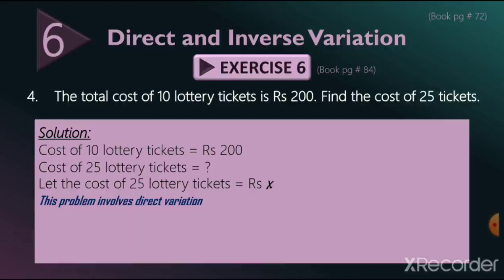So this problem involves direct variation. How can we say it involves direct variation? Because as you see, the total cost of 10 lottery tickets is 200, and the total tickets are increased from 10 to 25. So obviously the cost will also increase for 25 tickets. That's why we are saying if quantity A is increasing, quantity B will also increase. So it includes direct variation.